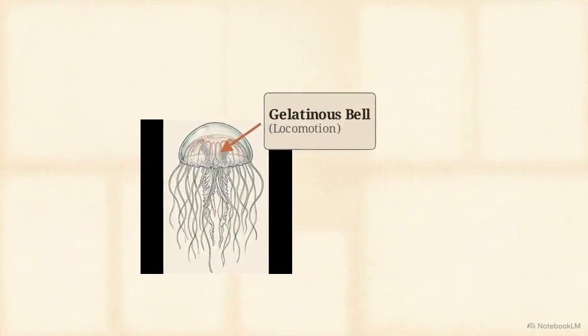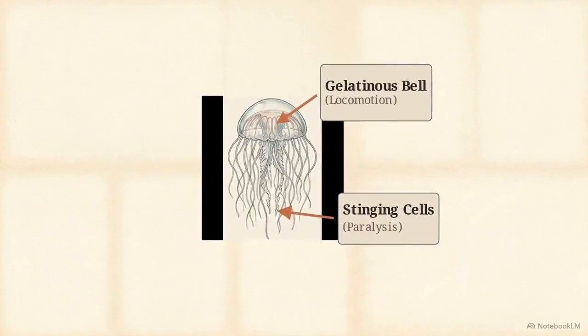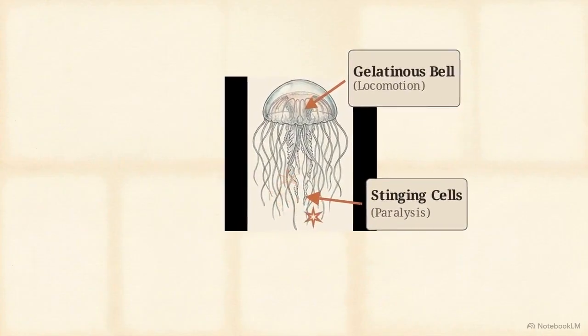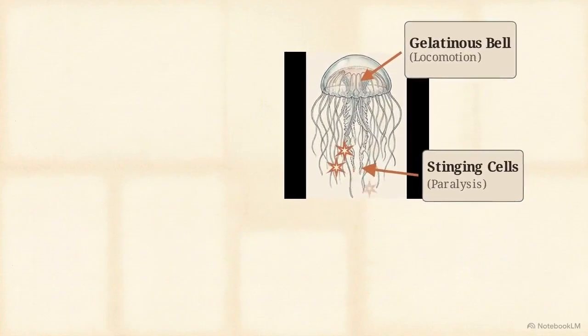The jellyfish belongs to a different group. It uses a free-swimming, gelatinous bell to move through the water. To feed, it uses trailing tentacles equipped with stinging cells that paralyze its prey on contact.